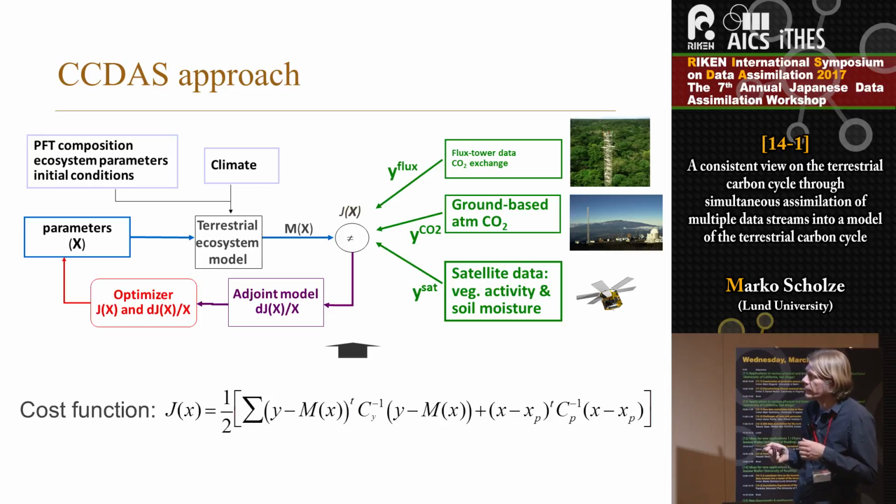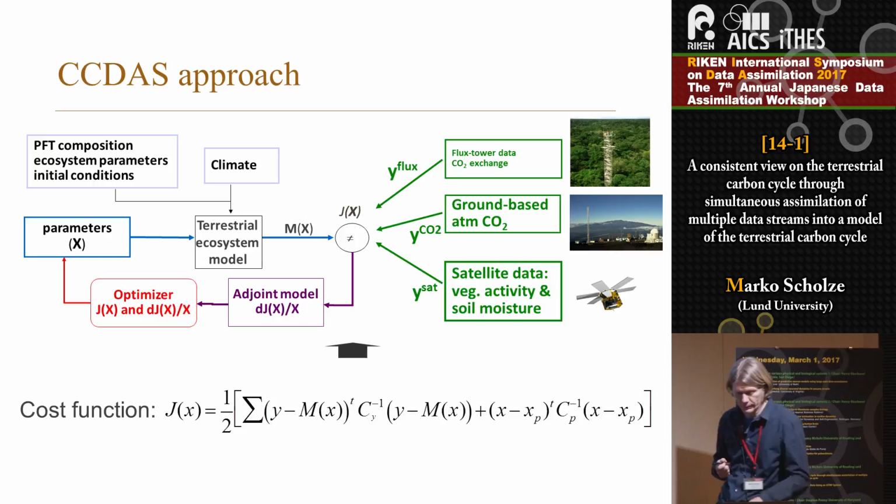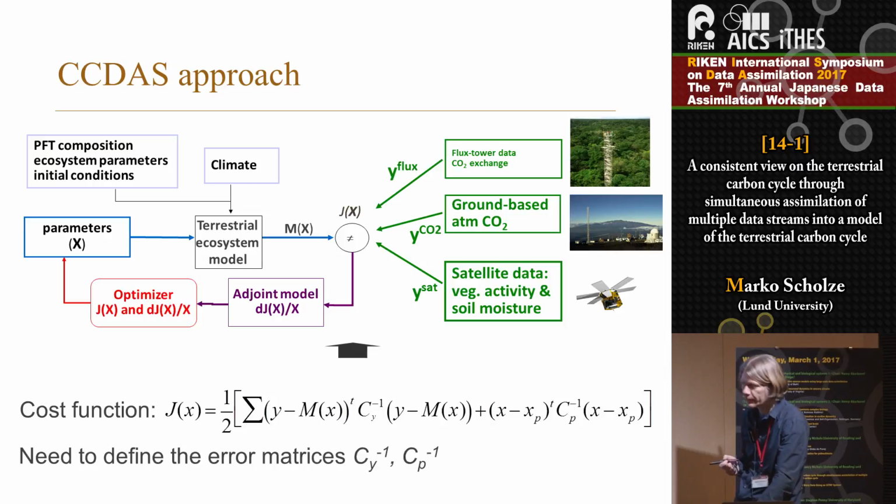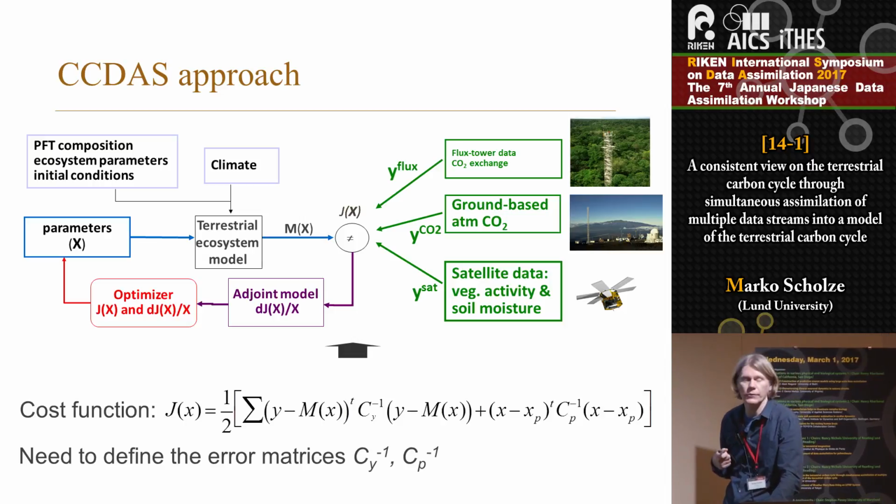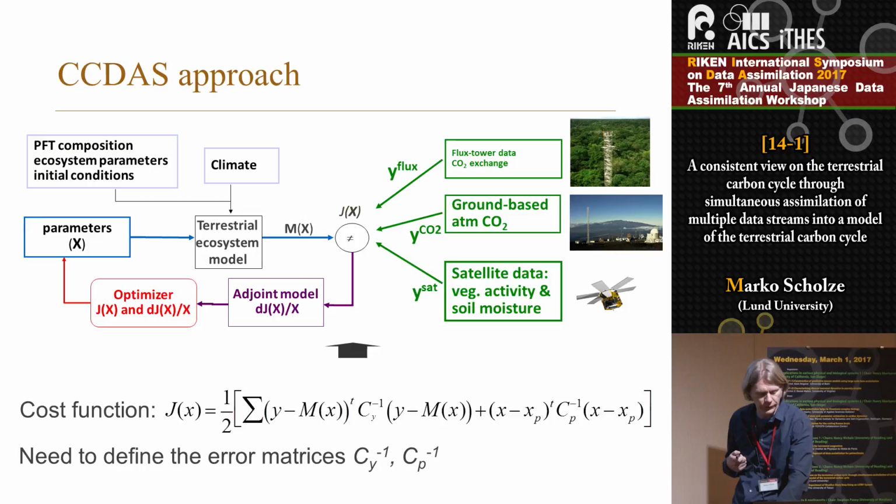And then this is combined in a single cost function, which has an observational part and a parameter part here. And it's formulated in the Bayesian framework. Then, of course, what we need to know are the errors on both the observations and the parameters. Observations usually come with the error estimate. Parameters we derive from literature or laboratory studies.